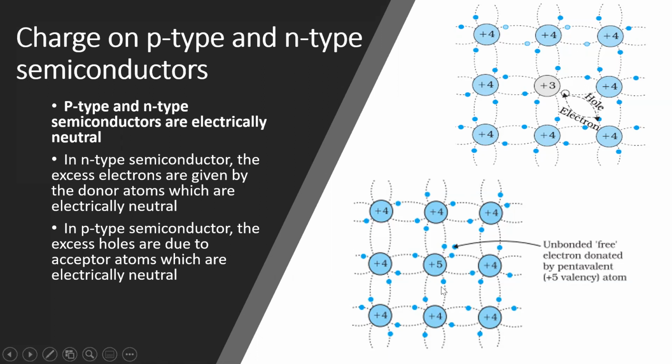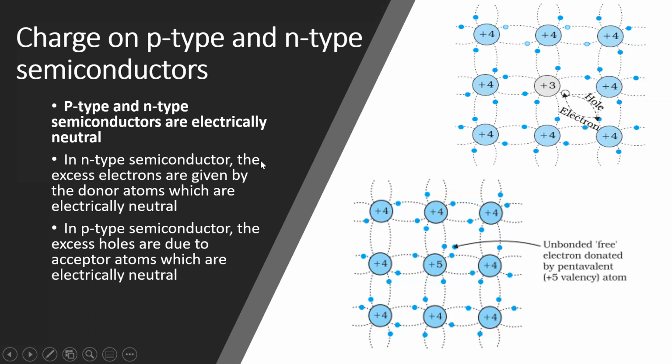So as a whole, even if one of the electrons is free and available for conduction, the total charge is not changing. So a n-type semiconductor is neutral because this extra electron is not added as an extra charge. It is part of a neutral atom. So its charge is balanced by the number of protons in the nucleus. So if you take the crystal as a whole, the n-type semiconductor is not charged.